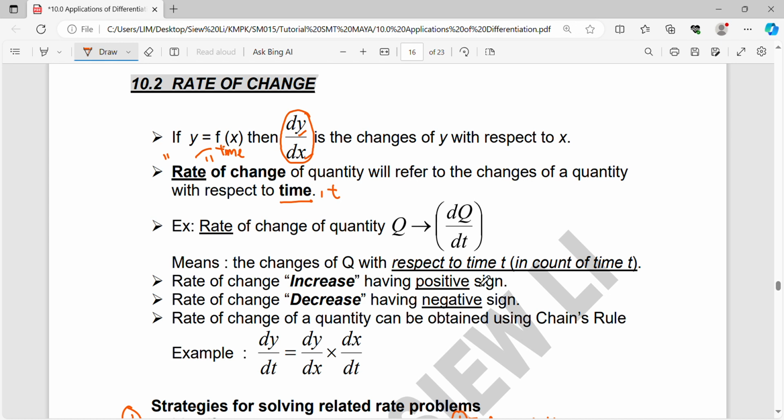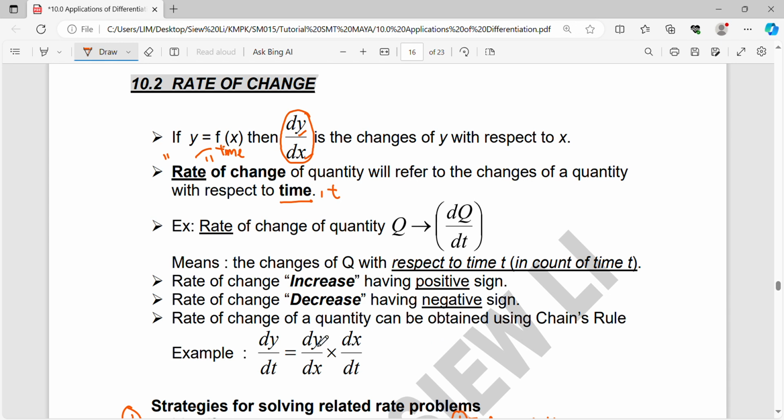So when we deal with the rate of change, we have to be careful in calculation. When the rate of change increases, it is supposed to have a positive sign. If the rate of change decreases, it is supposed to have a negative sign. So it depends on the situation. And the rate of change of a quantity can be obtained using the chain rule.